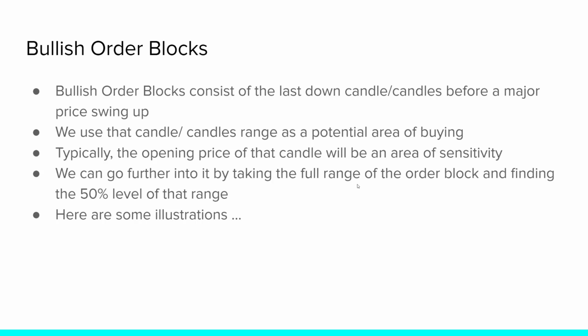Bullish order blocks consist of the last down candle or candles before a major price swing up. We use that candle or candle's range as a potential area of buying. Typically, the opening price of the candle will be an area of sensitivity. We can go further into it by taking the full range of the order block and finding the 50% level of that range. So here are going to be some illustrations.